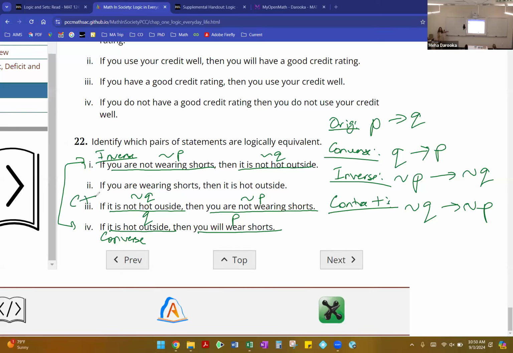Sorry, guys, I'm using my own made up symbols now. Which means part 2 becomes the original statement, right? What you started out with, which in this case would be if you are wearing shorts, that's the original P, then it is hot outside. So of course, that means these two guys would be equivalent in value. Yes? Questions on this one? Have I completely broken you down and lost you here, or are we doing okay? Hanging in there? All right, wonderful.